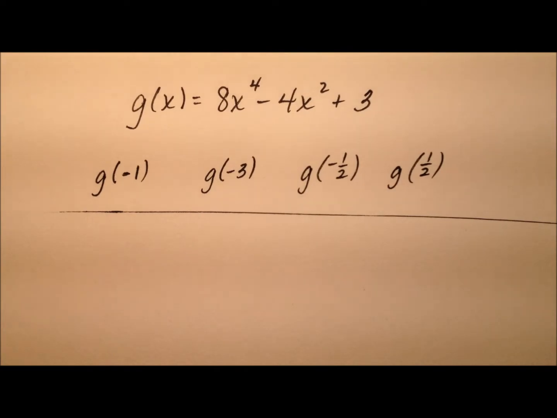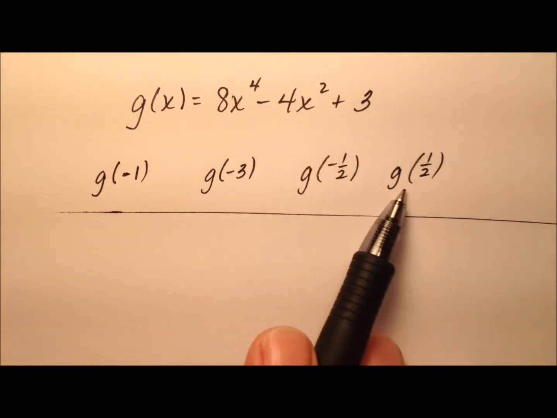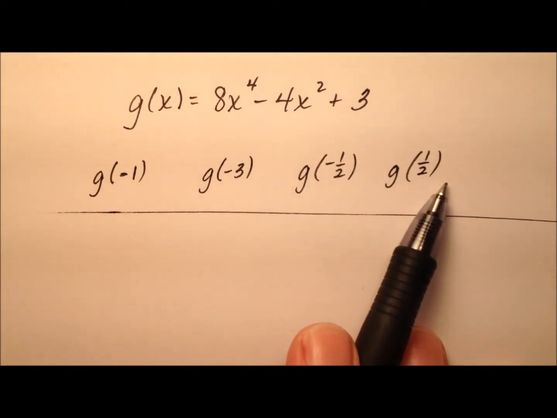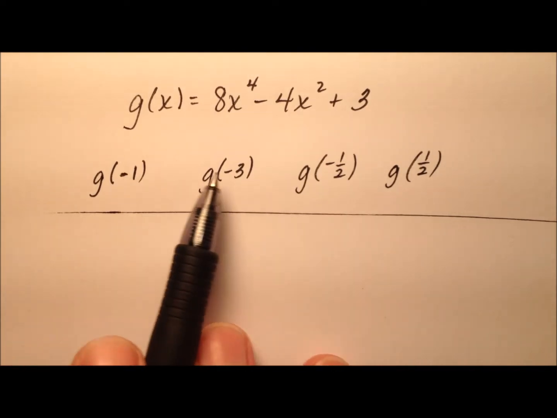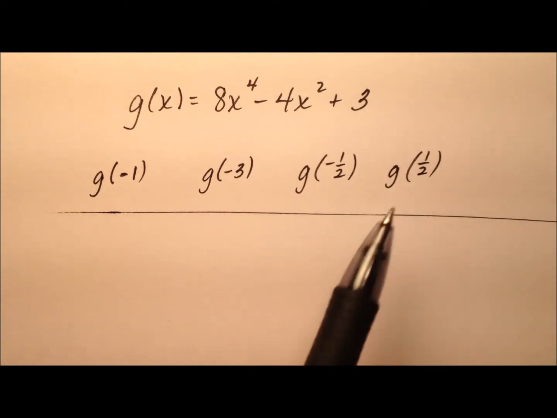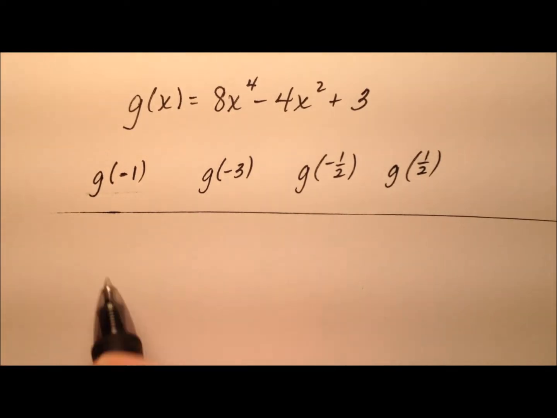In this example, I'm going to use this function g of x, and I'm going to evaluate it at 4 different x values. And we're also going to use synthetic division and show that the remainder theorem, that is, when I evaluate the function at these values of x, is going to give me the same value as using synthetic division and then checking out its remainder.